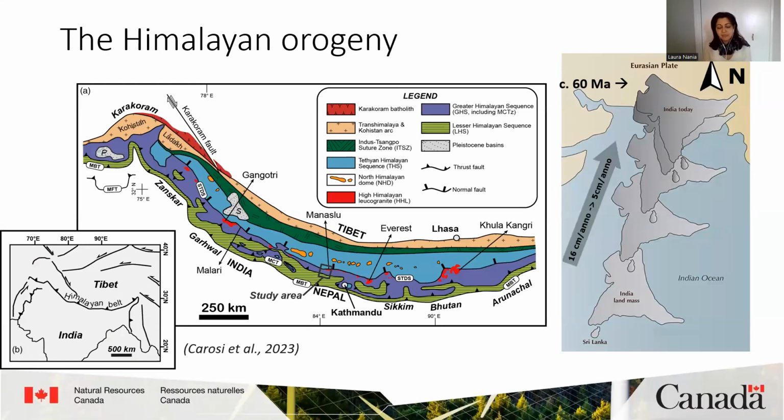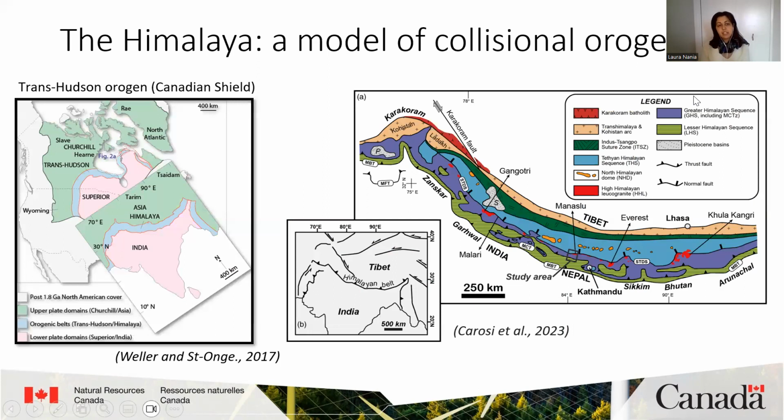For those who are not practiced with the Himalayan belt, this is an orogenic belt derived from the collision between the India and the Eurasia plate between 59-61 million years ago, which is a diachronic and oblique collision where the Indian plate is acting as a lower plate, whereas the Eurasian plate is acting as upper plate. This is similar to what has been reconstructed for the Trans-Hudson orogen in the Canadian Shield, where we have Superior colliding with the Churchill province.